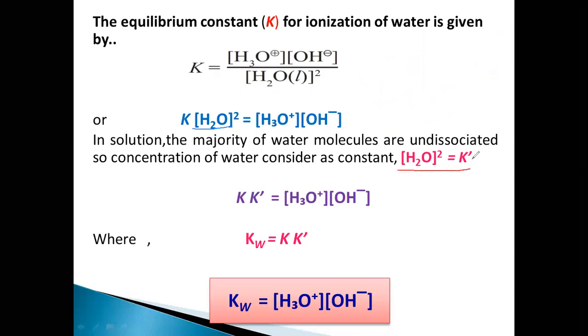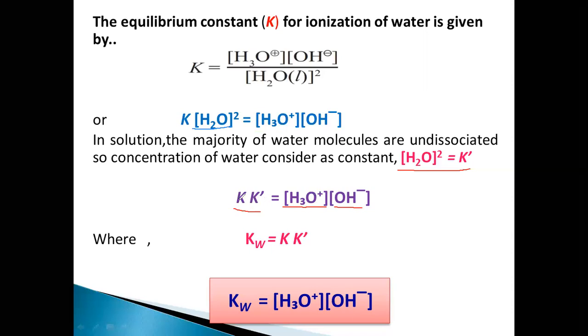Now, this concentration of water, that means concentration of H2O, is considered as a constant, which is denoted by K dash. Now put this value of concentration of H2O as K dash in this equation. So the equation becomes K into K dash equal to concentration of hydronium ion and concentration of OH minus ion. Now this constant, one constant multiplied by another constant gives a new constant.